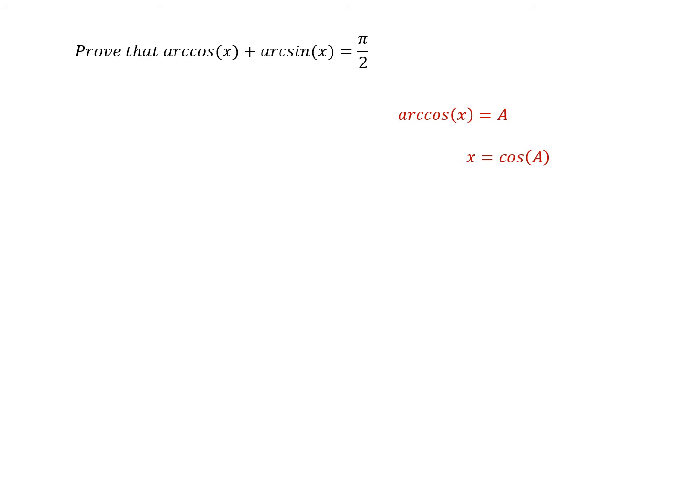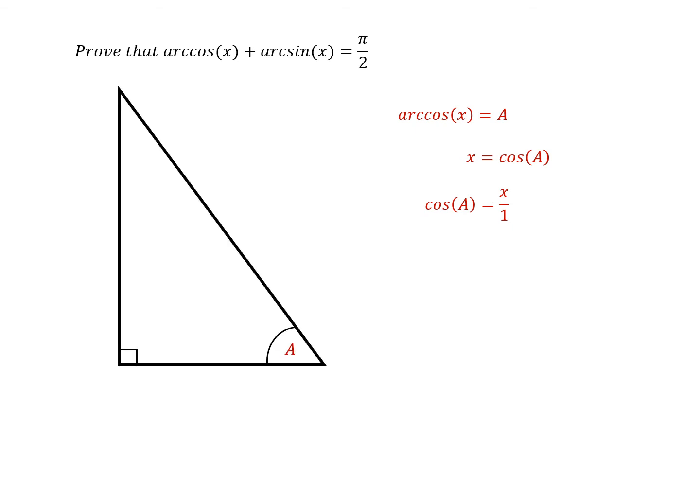And I can write that in a slightly different way. Cos A equals x divided by 1. And the reason I've done that is I want to show this on a diagram. I'm going to use the diagram of a little right-angled triangle. So there's my right-angled triangle with the angle A shown, and if cos of that angle is x over 1, that's adjacent over hypotenuse. So those sides must be x and 1.